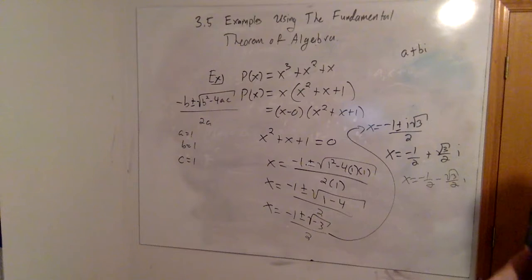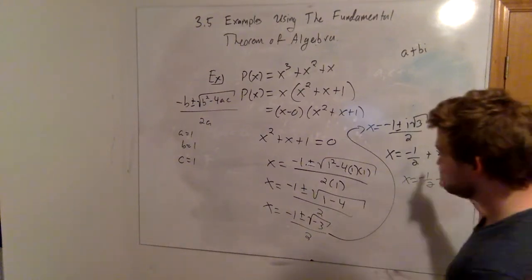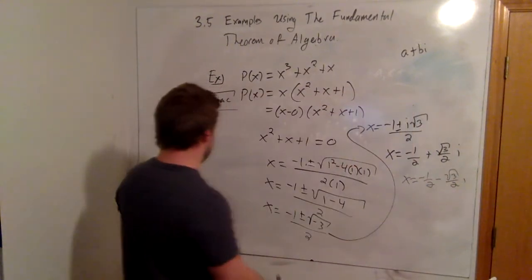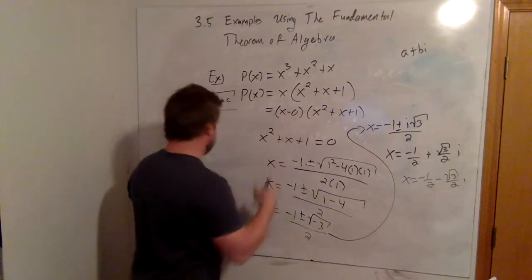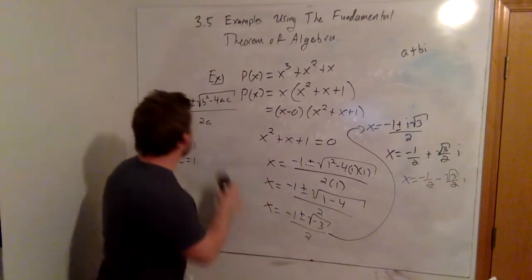So I've found all 3 roots. 2 of them are complex, and one of them is real. So let's write down the roots, and let's make a quick observation.